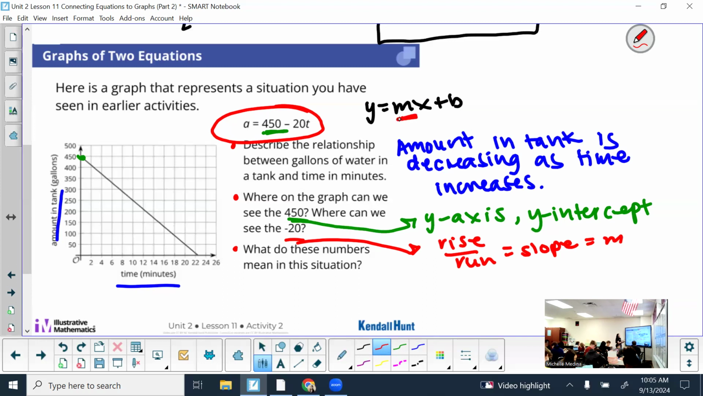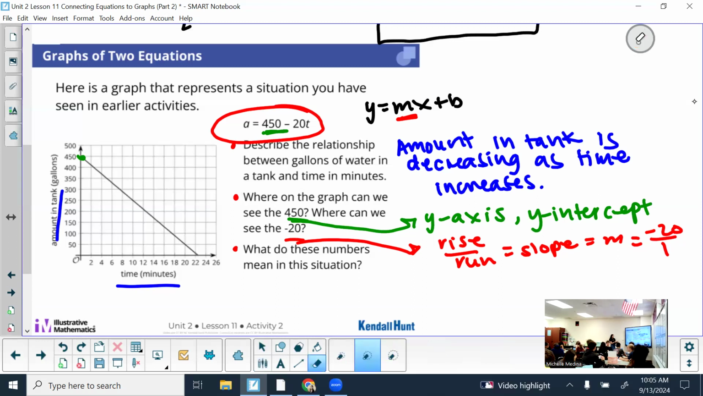So your slope is always what's in front of the variable. Usually we use x, because whatever we're talking about for that will be on the x-axis. They're using a t. t is on the x-axis, so it still applies. All right, so we're going to look at our rise over run on the graph. So rise over run is a fraction, right? So specifically a fraction. If it's written as a whole number, put it over 1. For each additional minute, it is decreasing by 20.